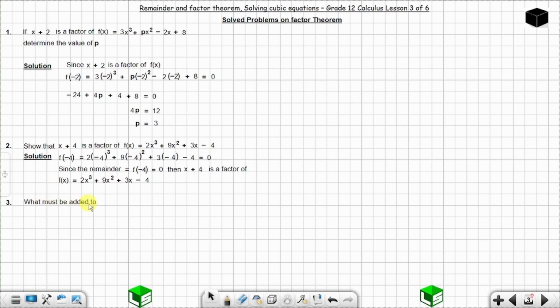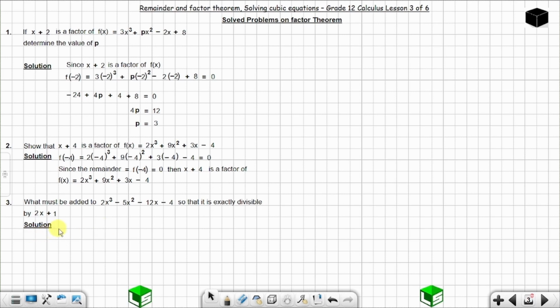Okay, now question 3. What must be added to 2x cubed minus 5x squared minus 12x minus 4 so that it is exactly divisible by 2x plus 1? Let me simplify this question for you. Exactly divisible means the remainder is equal to 0. You have to get a number that is going to be added to this in such a way that this is now a factor.